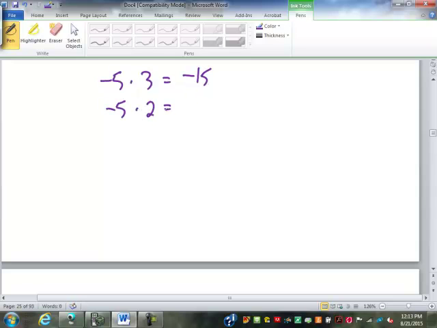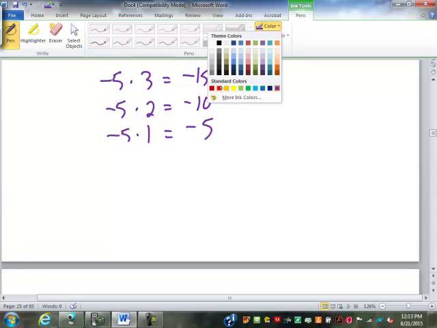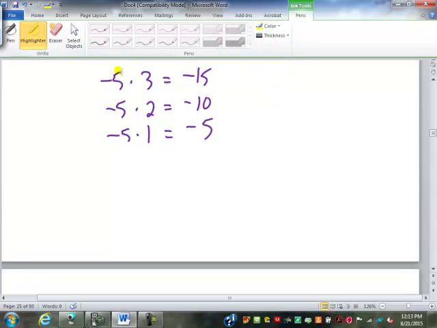Negative 5 times 2 is negative 10. Negative 5 times 1 is negative 5. Well, let's look for our pattern. So I'm starting with negative 5. If this number gets reduced by 1, what happens to my answer here?